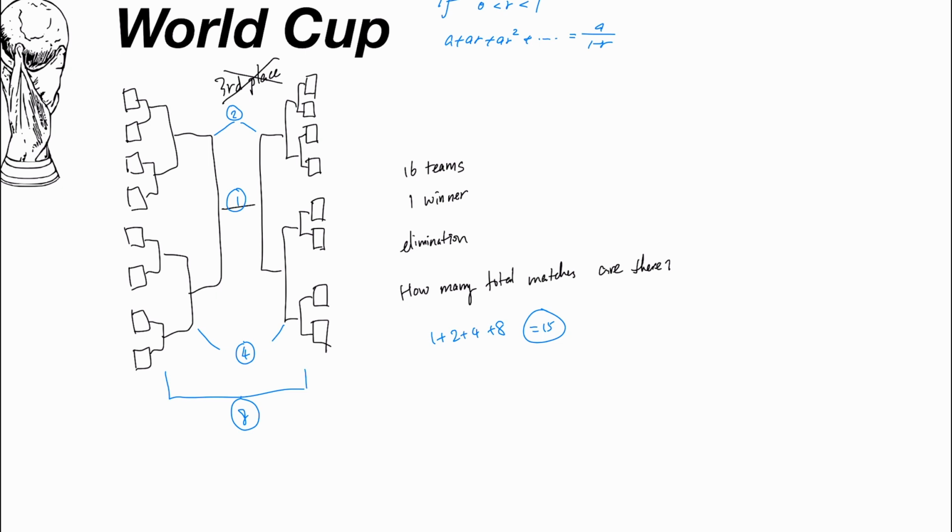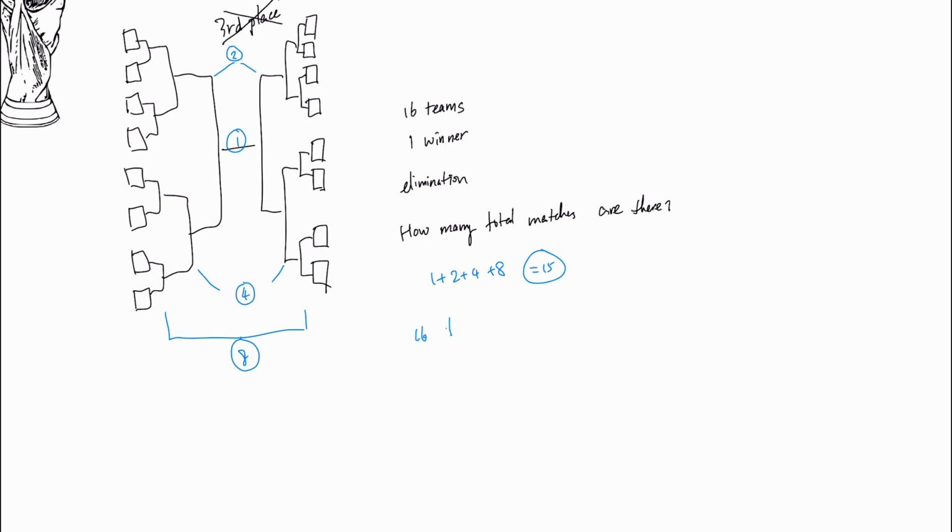Now, let's think about it this way. If we have 16 teams and 1 winner, and each match eliminates 1 team, because we don't know how many matches each team will play, but whenever a match happens, 1 team gets eliminated. They can no longer participate in the World Cup. So each match eliminates 1 team.